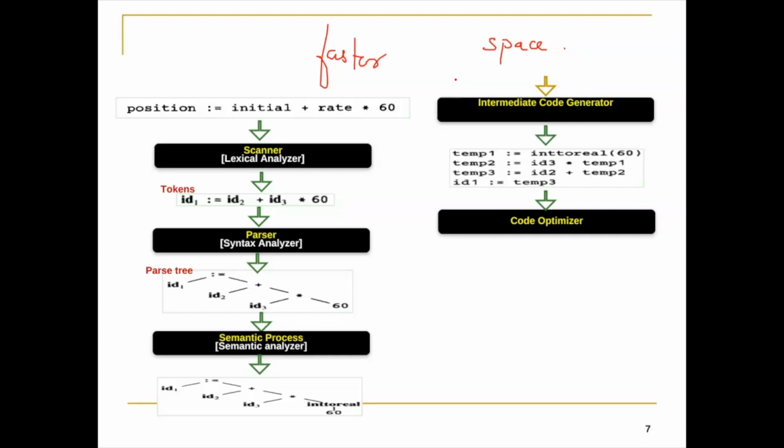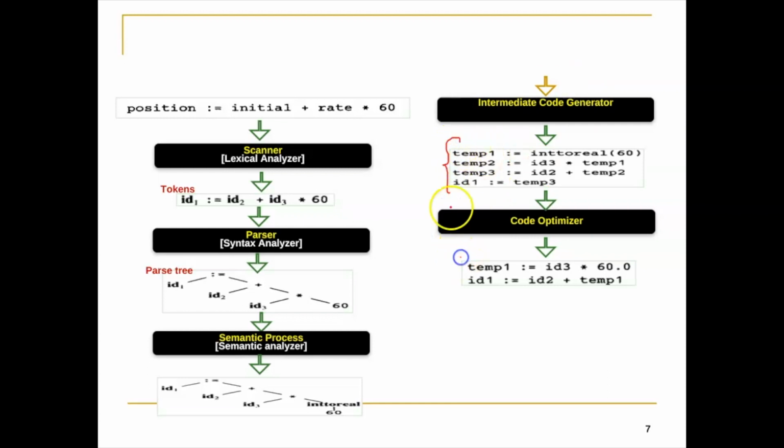Less memory space. So in this specific example, we know that temp1 is equal to inttoreal of 60, temp2 is equal to id3 into temp1, temp3 is equal to id2 plus temp2, and id1 is equal to temp3. This will be given as input to the code optimizer, and an optimized code like this will be generated. Let us have a close look at what happens to this code, or how this 4-line code actually gets reduced to this 2-line code.